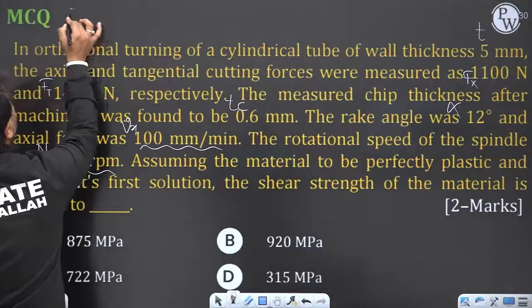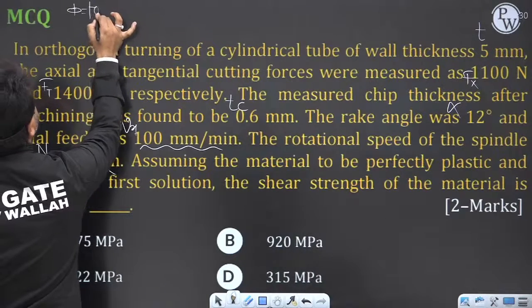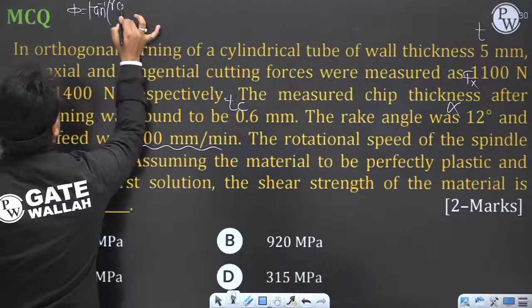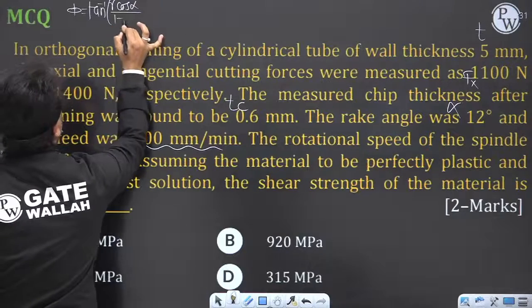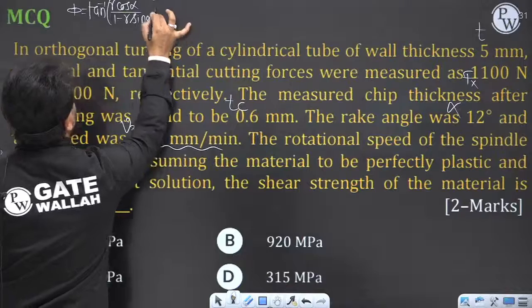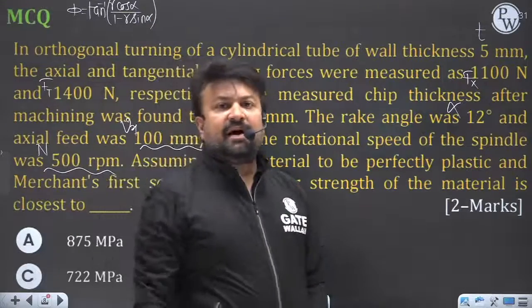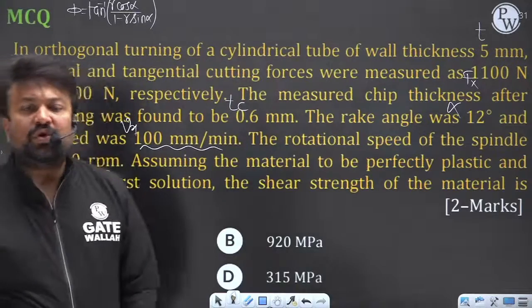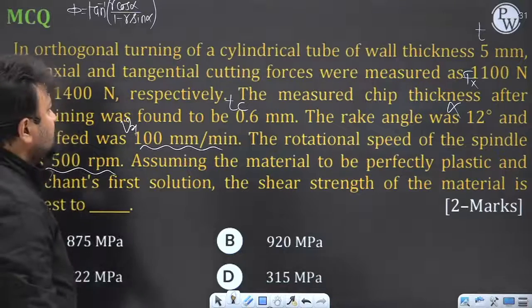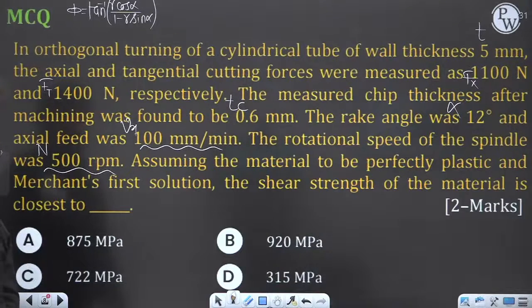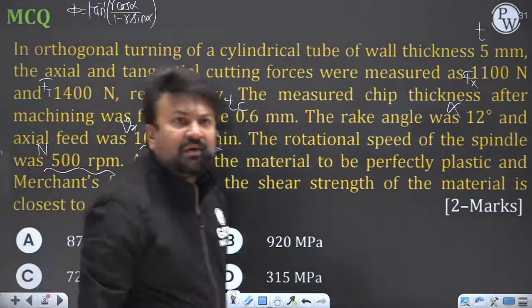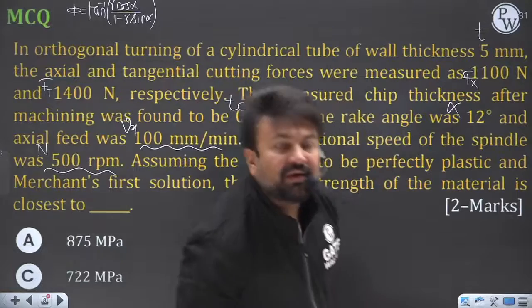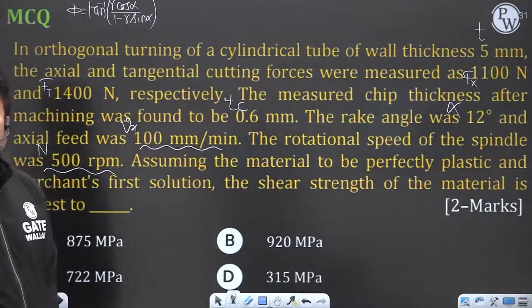So we know that shear angle equal to tan inverse of r cos alpha divided by 1 minus r sin alpha, right? So here TC is given. So what will be the T naught? Is T naught given in the question? Here TC is given, that is 0.6. Let me see whether it is given or not.